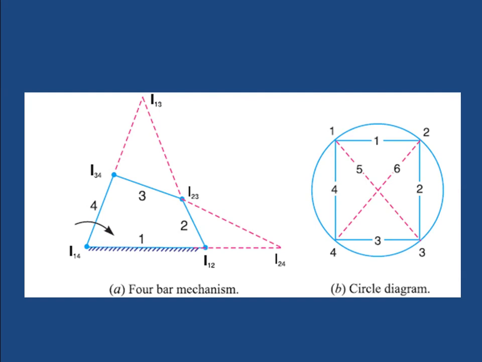For example, in this, 4 links are there, 1, 2, 3, 4. So you have to draw a square. If 5 links are there, you have to draw a pentagon. If 6 links are there, you can draw a hexagon like that. So 4 links means 4 sides should be there. For 4 sides, you will get a rectangle or a square.